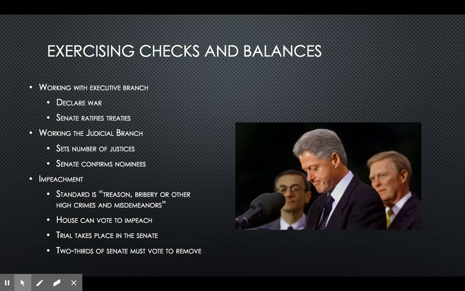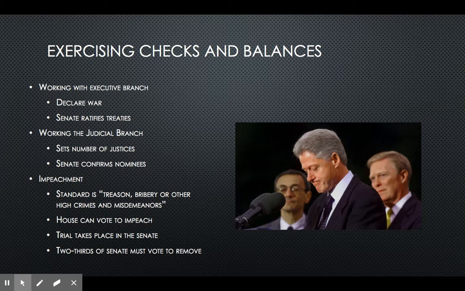Now they also have to work with the judicial branch. Congress sets the number of justices on the Supreme Court, which is currently at 9. And the Senate also confirms Supreme Court nominees. So the president will appoint someone that they want to fill any vacant seat on the Supreme Court. And the Senate, again, has to confirm those nominees. Okay, so this is a way of Congress checking other branches of government.